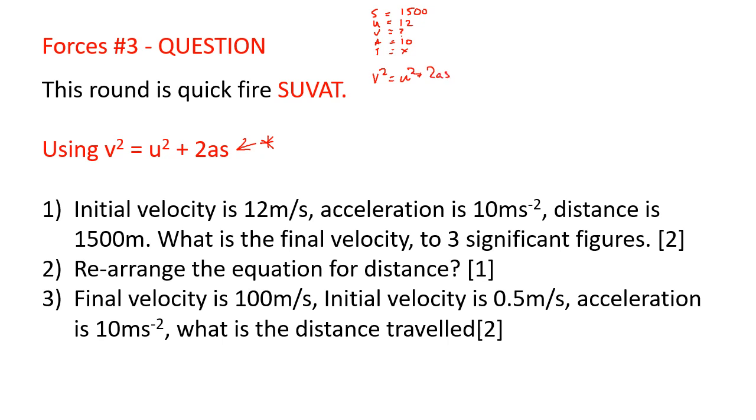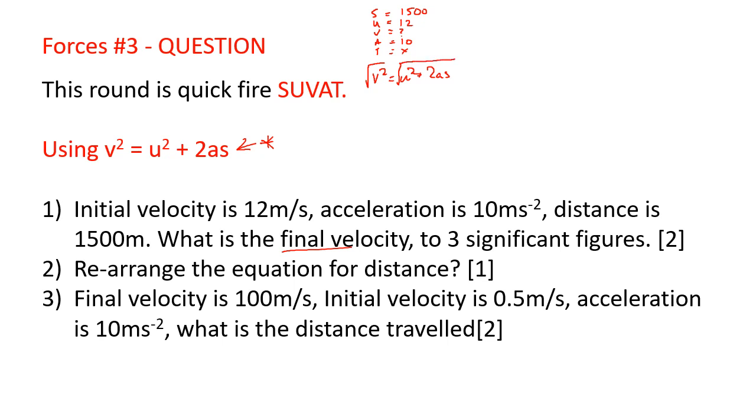And I'm being asked to find out what the final velocity is. So I need v on its own. At the moment it's v squared. So I need to square root this v, which is fine, I can do that. So let's square root that side. Now if I square root that side, what must I do to the other side? That's right, I have to square root the whole thing.